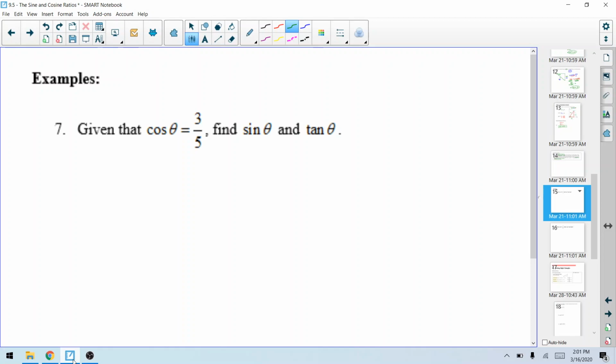Examples using the Pythagorean identity. So, number 7. Given that we know the cosine of theta equals 3/5, find the sine of theta and the tangent of theta. Now, in order to do this, we're going to do two options. Okay, so we're going to have option 1, and we're going to split the page, and we're going to have option 2.